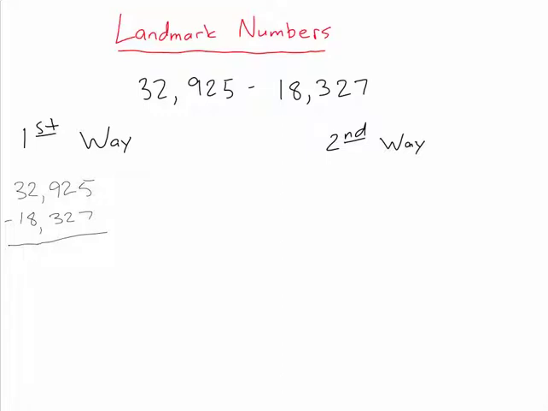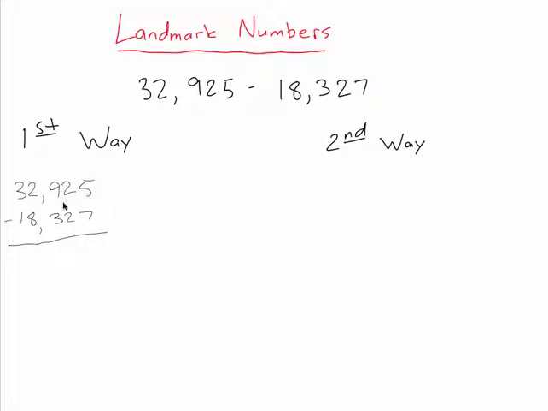Alright, the next strategy we're going to be looking at is a landmark number. There's two different ways of doing it. We're going to be setting up the first way first, which is just setting it up as 32,925 subtract 18,327.